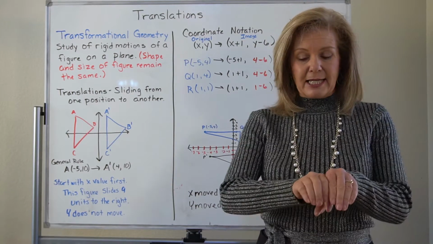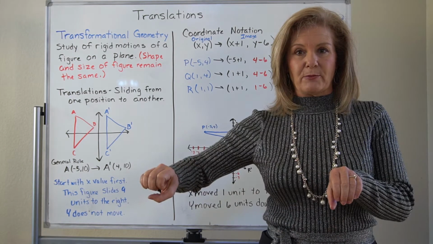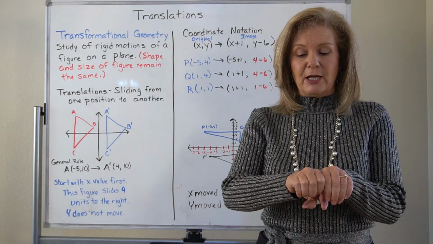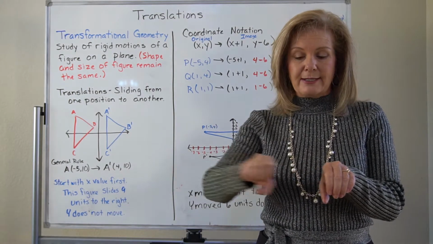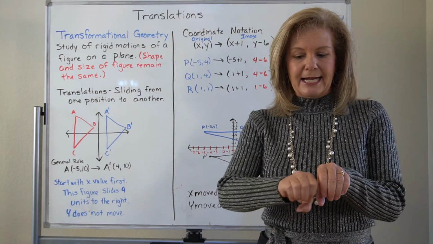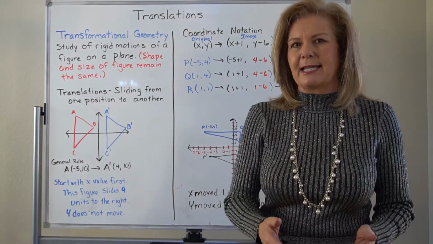Translations literally mean to slide. So you're moving from one position to another position, but you are not changing the direction of the shape. So I can slide it straight across. I could slide it kind of diagonally, but as long as I'm sliding it and I'm not doing anything else with that object, that's a translation.